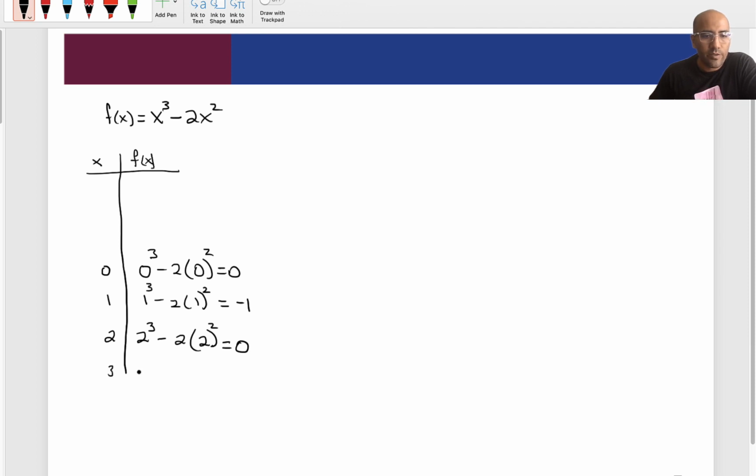Let's do a couple more. Put a 3 there, and then it becomes 3 cubed minus 2 times 3 squared, which is 27 minus 18, which is 9. Good. We can also try some negative values. Let's try a negative 1. If we do that, we get negative 1 cubed minus 2 times negative 1 squared, which is negative 1 minus 2, which is negative 3.